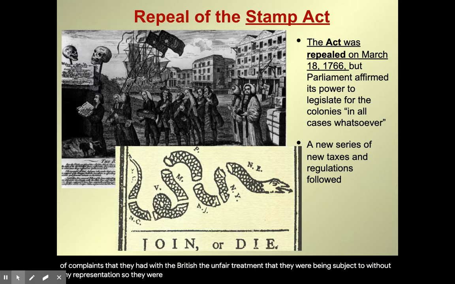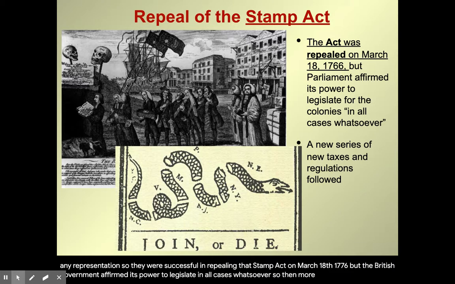So they were successful in repealing that Stamp Act on March 18th, 1776, but the British government affirmed its power to legislate in all cases whatsoever, so then more taxes followed after that.